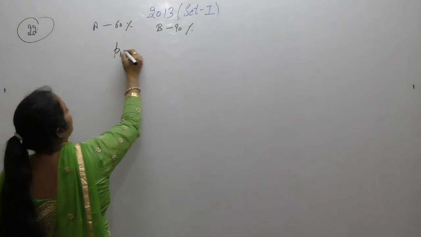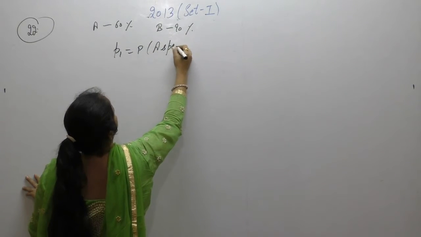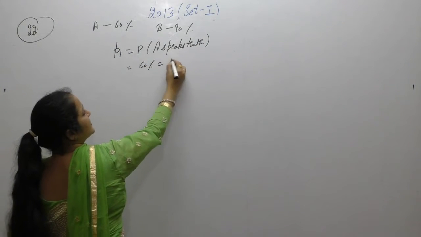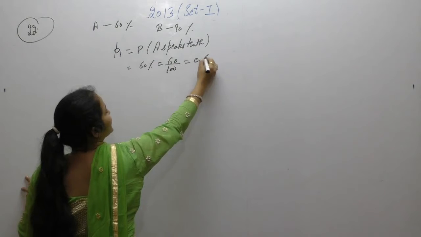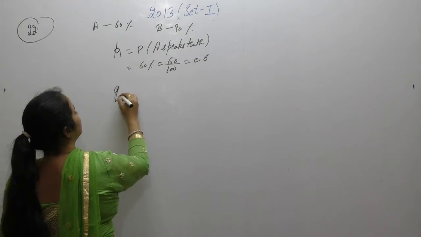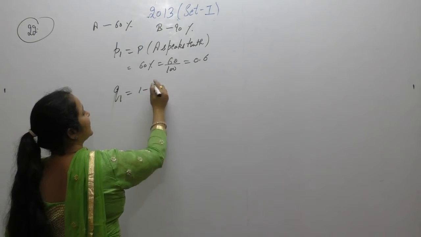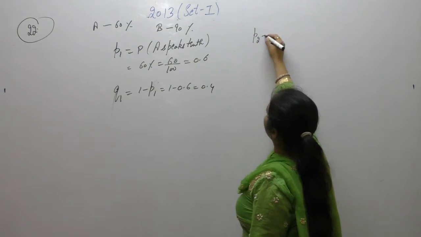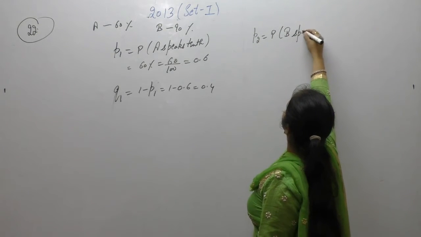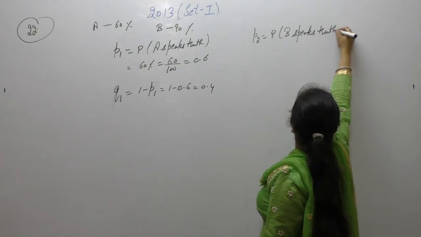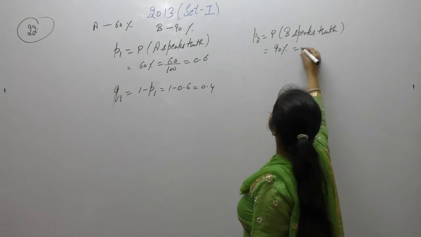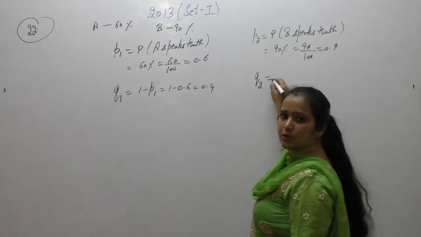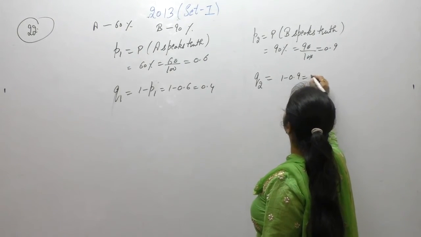Let P1 be the probability that A speaks truth. A speaks truth in 60% cases, so 60 upon 100, that is 0.6. Now Q1 is if he does not speak truth, that is 1 minus P1, 0.4. Let P2 be the probability that B speaks truth. B speaks truth in 90% cases, so 90 upon 100, 0.9. Q2, that is B is not speaking truth, 1 minus 0.9, 0.1.